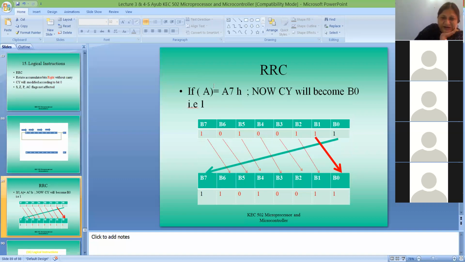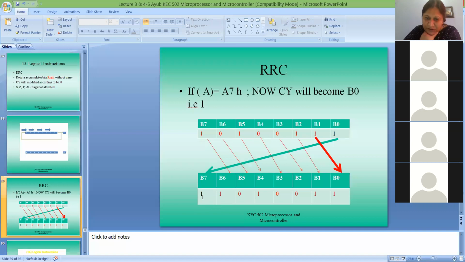Suppose the previous contents of the accumulator are A7, which means 1010 and 0111. And if you write the instruction RRC, that means rotate right without carry. So this B1 will come over here, this B0 will be thrown out and will take the position of the B7 bit. This will come over here 1, this will come over here 1, this will come over here 0, this will be 0, this will be 1, this will be 0, and this will be 1. So now what will the new contents be? What is this?